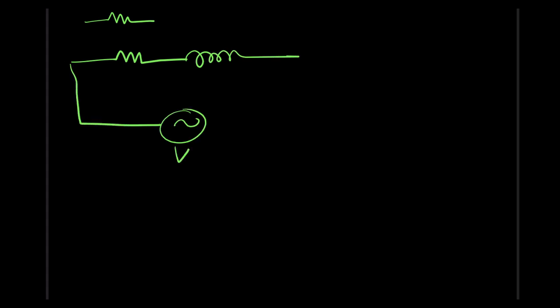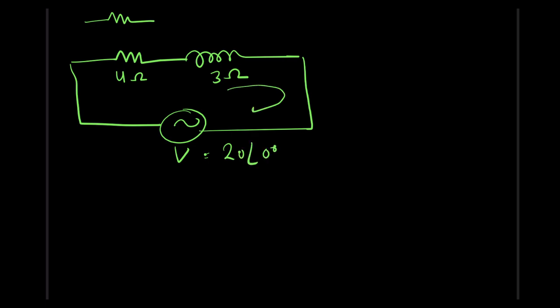Now earlier we understood about R load, L load and C load. Now there may be some case of mixed load, such as RL load, connected to a voltage source V. Let's say the impedance of this R is 4 ohm and this is 3 ohm. And this V is 20 at an angle 0 degree. And there is some current I flowing in this circuit. So in this question, we have to calculate power factor.